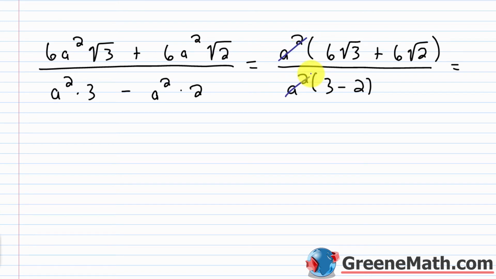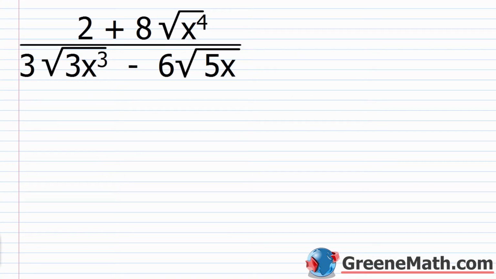And so what we're going to end up with is 6 times the square root of 3 plus 6 times the square root of 2. Now this is over 3 minus 2, which is 1. Now I can put it over 1, or I could just leave it like it is because anything over 1 is just itself. So our answer is just 6 times the square root of 3 plus 6 times the square root of 2. All right, again, let's take a look at another one.